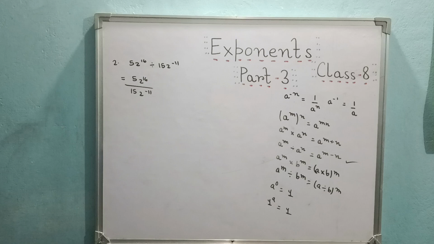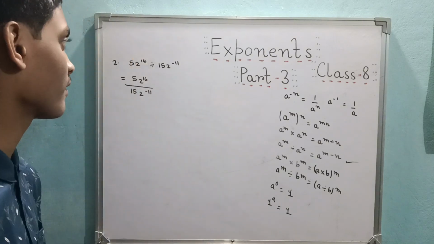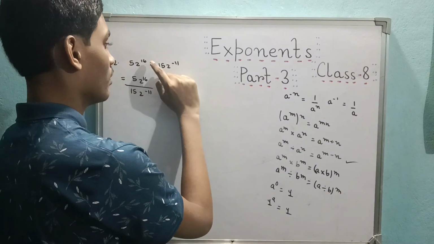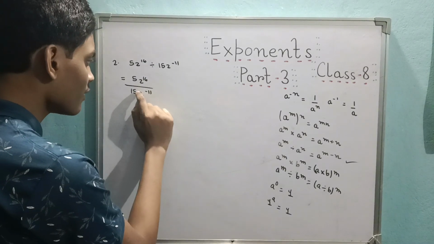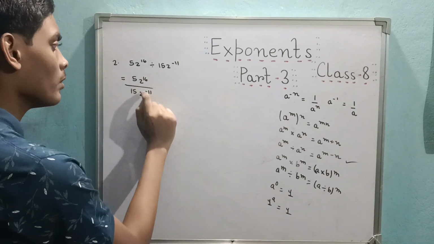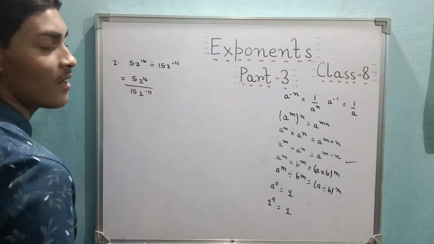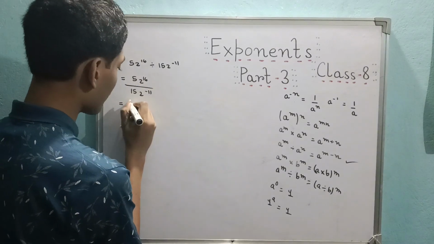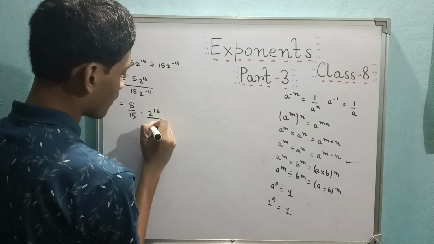Now, if this 5z and 15z were mentioned within brackets, then for each of 15 and z you would have to give the power. But as here no bracket is there, only to the nearest variable we will give these powers. So 5 and 15 will not get the power, only z gets 16 and minus 11. Okay. So simply what will we do? Again just see. This is actually 5 by 15 into z to the power 16 divided by z to the power minus 11.